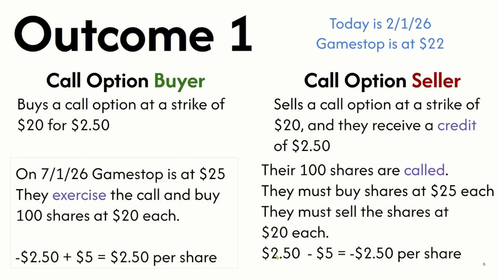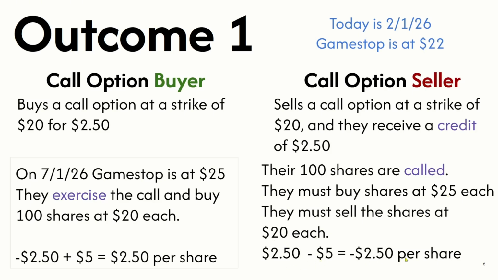So they received $2.50 up front as the credit. And then on this transaction, they lost $5. Remember, they had to come up with these shares to sell to this person. So they had to go and buy them at $25, and they turned around and sold them at $20. So that's a loss of $5 per share.